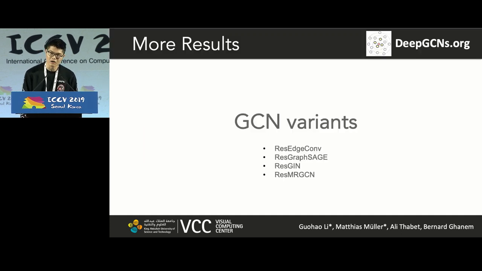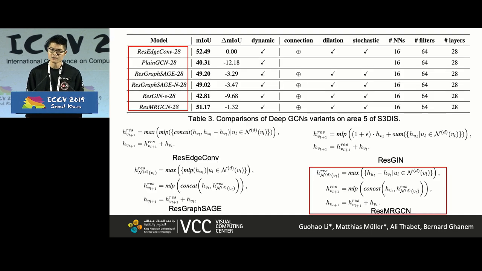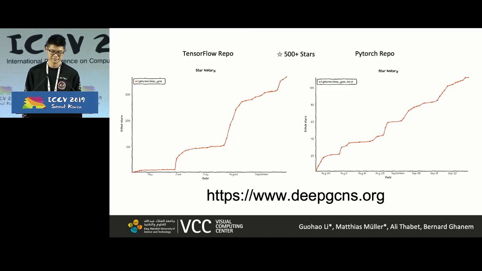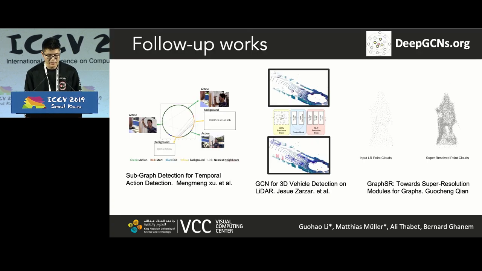We also show our method can generalize to different kinds of graph convolution operator, and we also propose a memory efficient graph convolution operator. We recently applied our deep GCNs to biological graph data and set a new state of the art. We open source our code in both TensorFlow and PyTorch. People already use deep GCNs for action detection, 3D object detection, and point cloud super resolution.